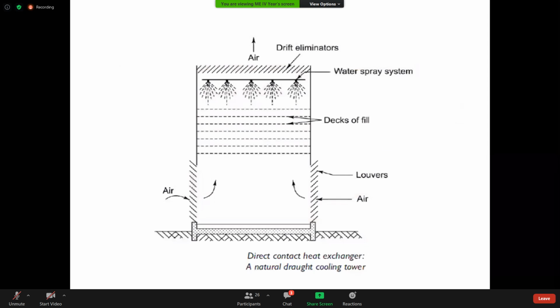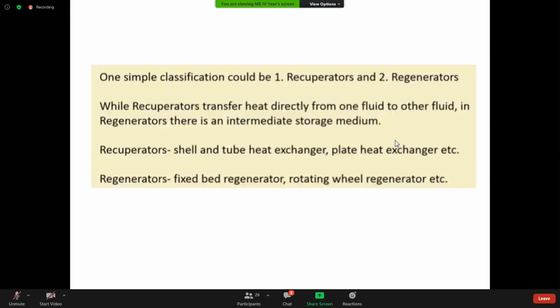So this is another pictorial view of it. See, this is the water spray, and this is the air, right? The air will be entering from the bottom. There will be dampers to control the water valve and the air. So this is a direct contact heat exchanger.